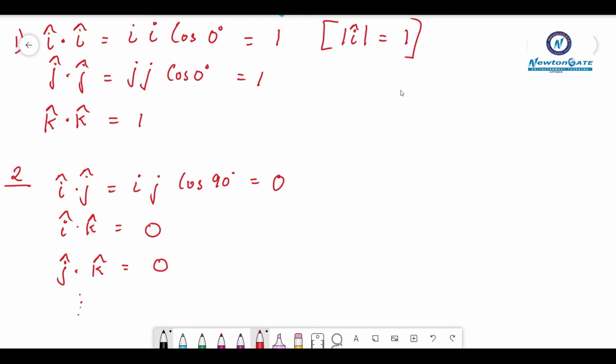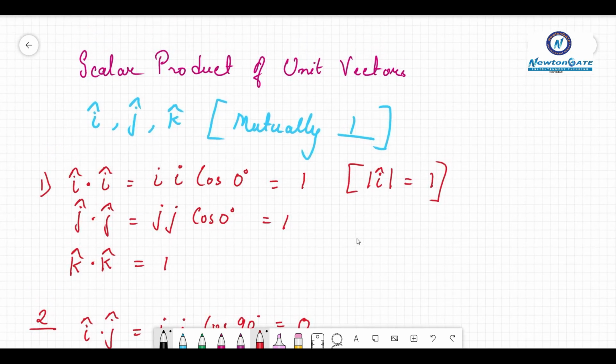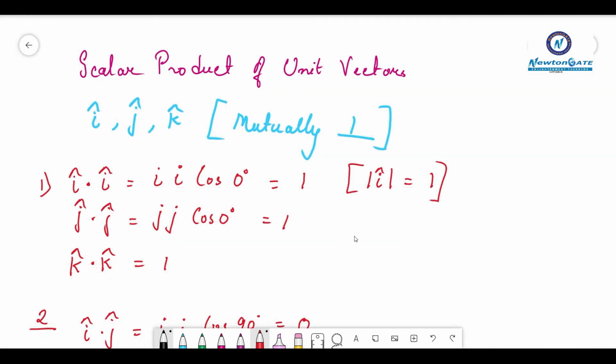Okay, so with the dot product, when will I get a value 1? Only when I multiply a unit vector by itself. So i dot i will give me 1, j dot j will give me 1, k dot k will give me 1. Any other combination will give me 0.